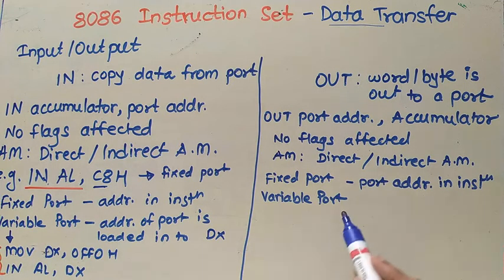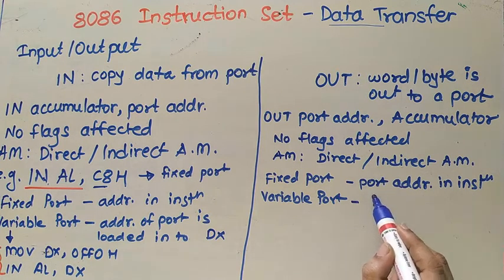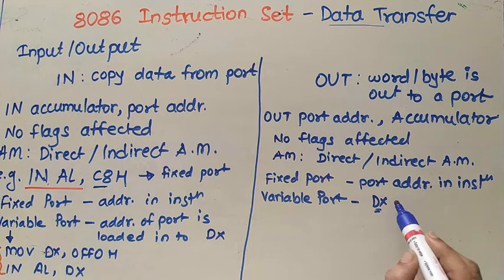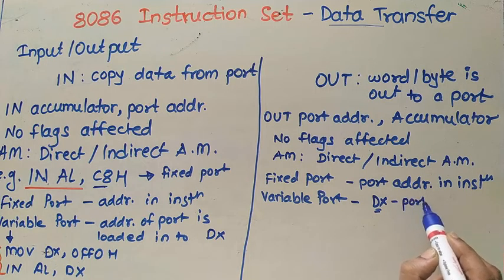In variable port, what happens? The port address is present in the DX register, and then we are going to copy the contents of AL to that port address which is specified by this DX. So DX specifies the port address.